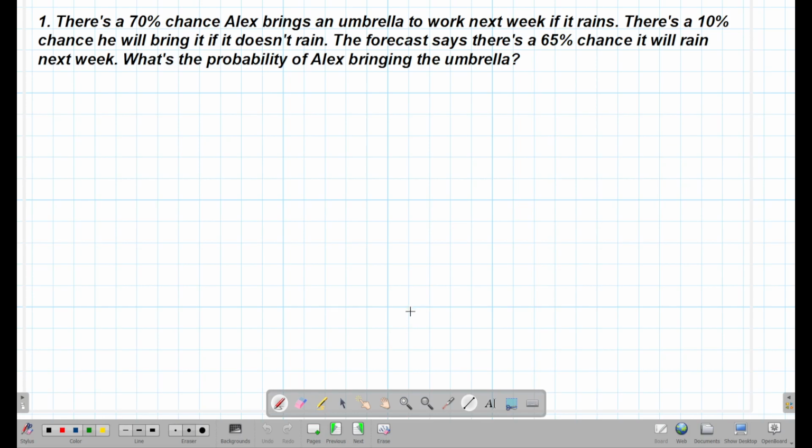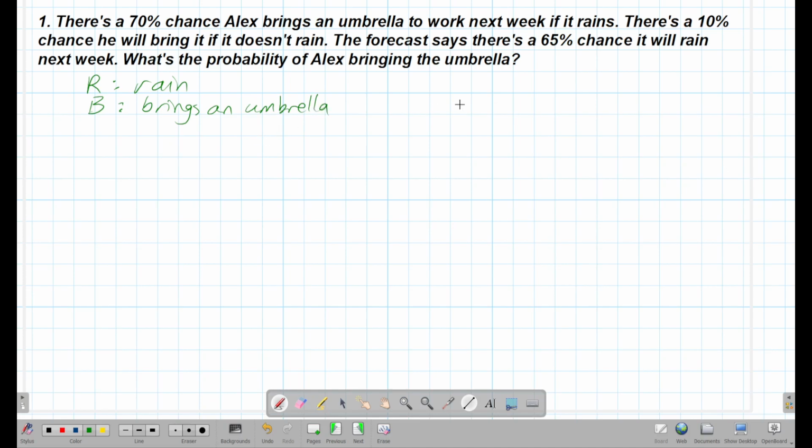All right, so there's a few ways to organize this. We're going to first define our events. So we are going to make R the event where it rains, and then we're going to make U. Actually, maybe not U. Maybe I'll use B. B be like the event that Alex brings an umbrella.